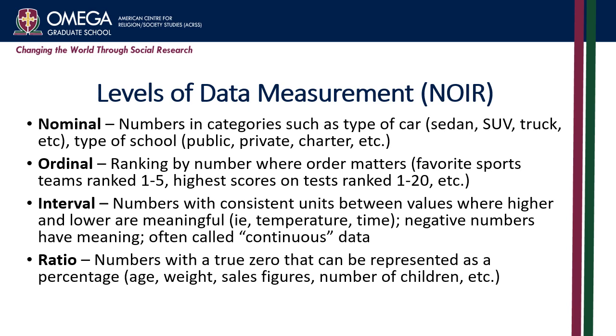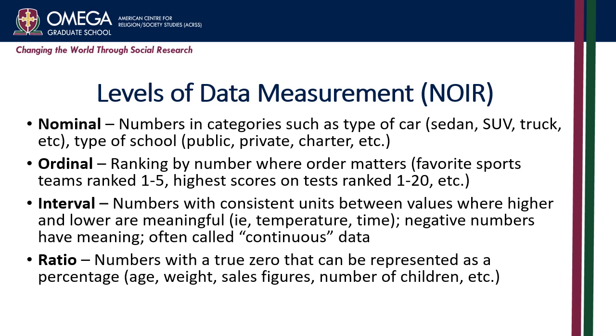When we begin thinking about the kinds of data we want to collect in social science research, we can describe these in terms of levels of data measurement, and we use the acrostic NOIR, N-O-I-R, to represent those levels of data. They are nominal, ordinal, interval, and ratio.